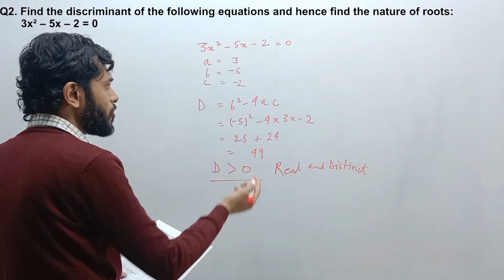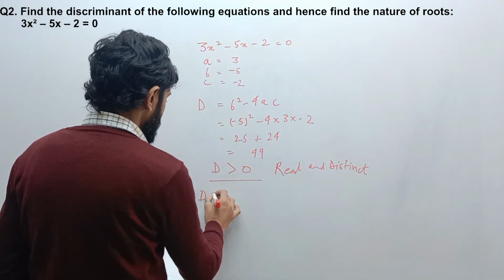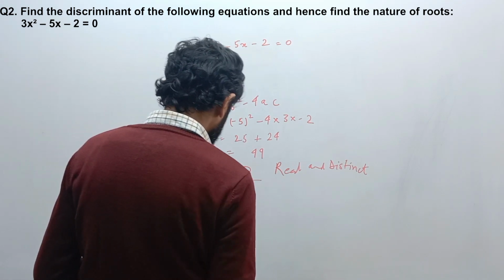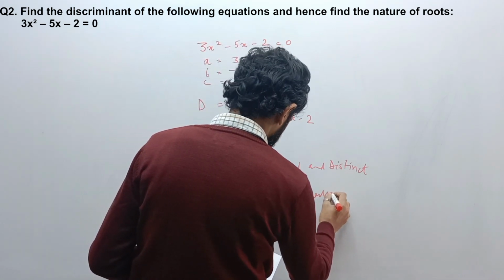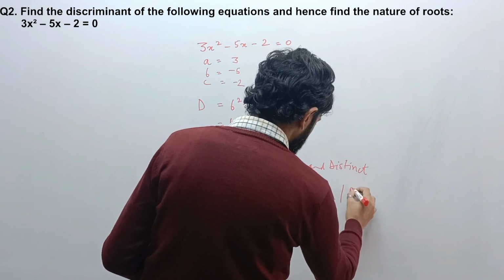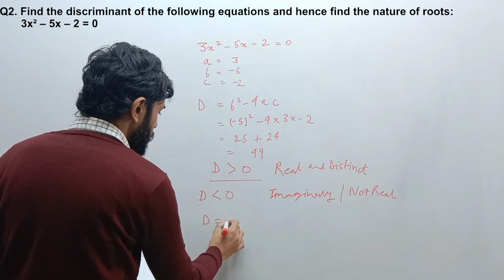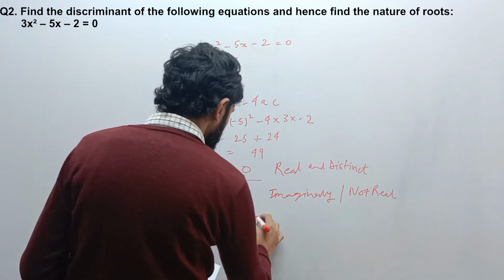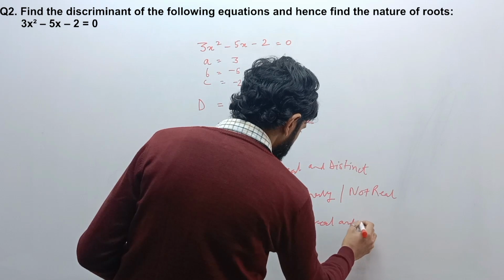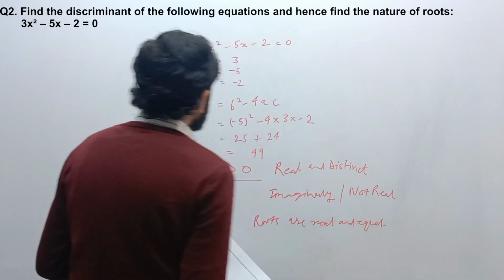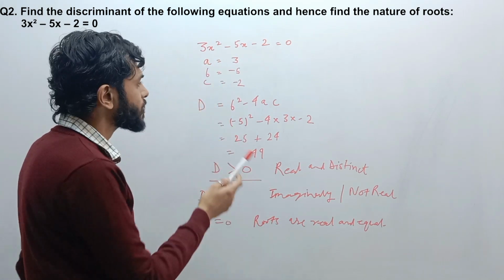In some cases, on solving this d, which is known as the discriminant, if your d is less than 0, then the nature of the roots will be imaginary, or the roots will not be real. And the third case arises when d is equal to 0. Hence in this case the roots are real and equal. So before solving any quadratic equation, first of all you have to find the discriminant if you are using the Sridharacharya method.